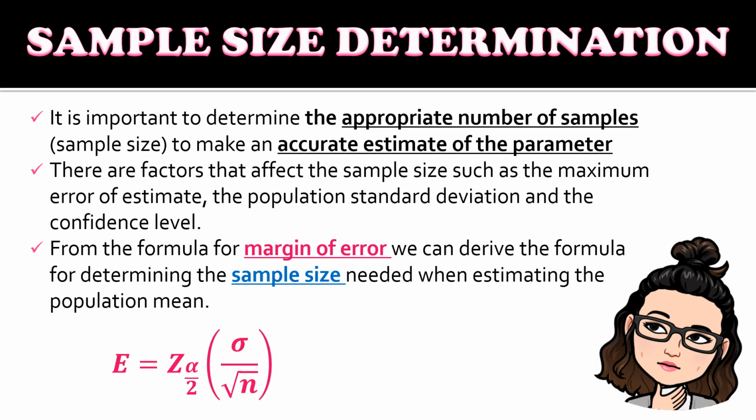So we have the formula for the error, which is the value of z multiplied by the population standard deviation divided by the square root of n. To derive the formula of n, or the sample size, we have the value of z times the standard deviation divided by the error quantity squared.